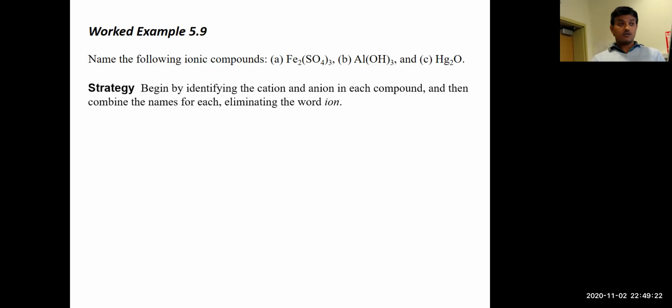Your strategy is going to be, well, it's just asking you to name, but whenever you have a metal that is not from group 1, 2, and 3, you need to include the charge in the form of a Roman numeral next to the name of it. We know that Fe is iron, and you need to know what the charge is on the sulfate, SO4.